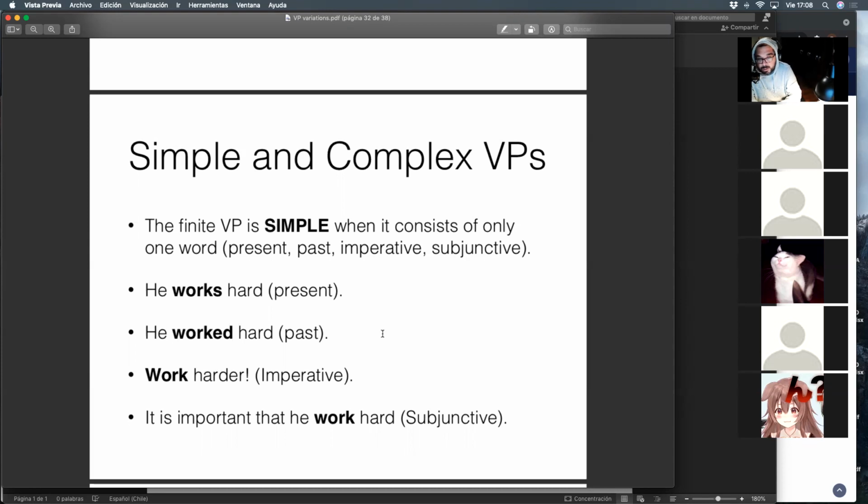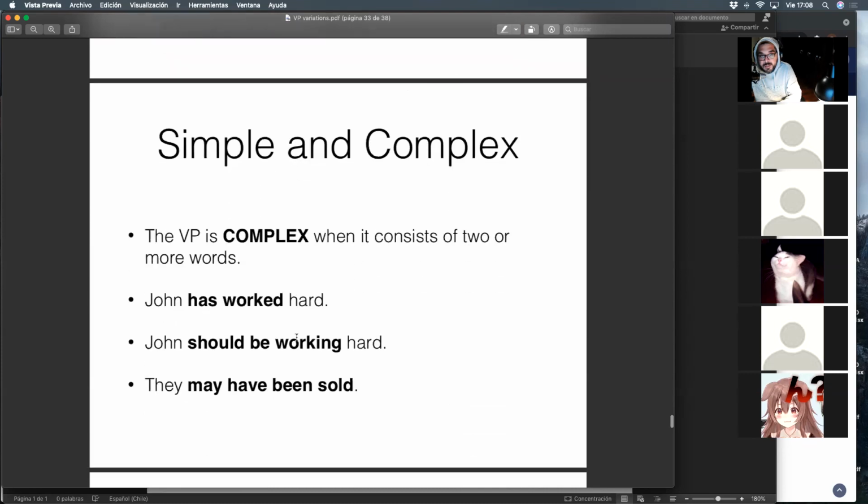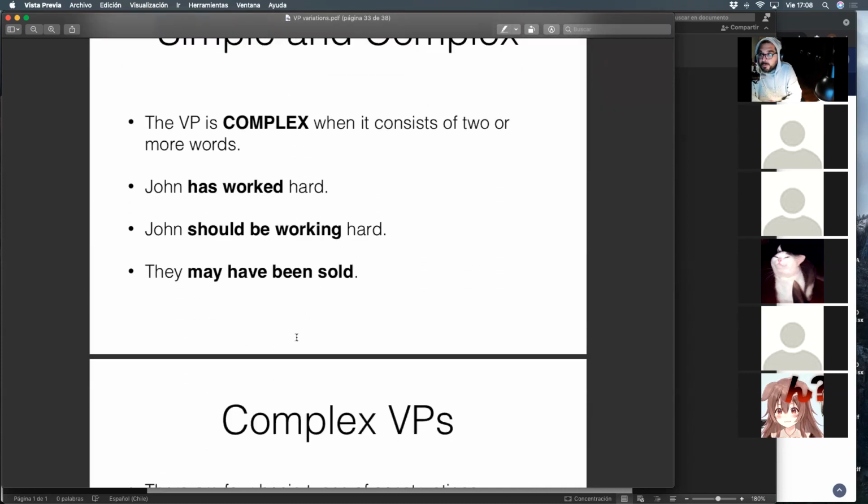The same with work harder, and with the last one, it is important that he worked hard, right? He worked hard is a subjunctive, and it's also one single verb, therefore a simple verb phrase. On the other hand, a complex verb phrase is when you have a verb phrase which consists of more than one word.